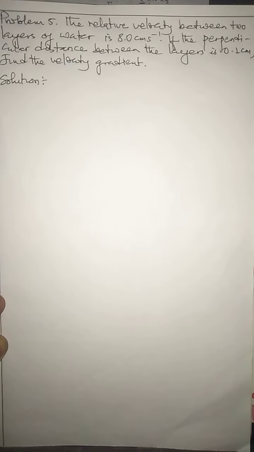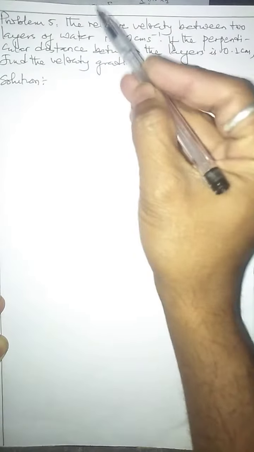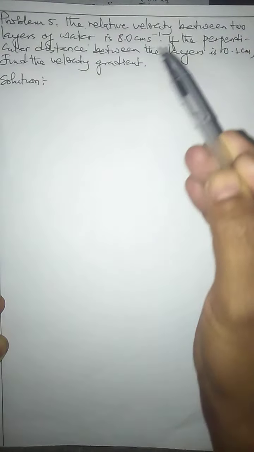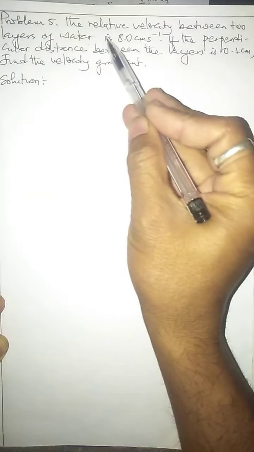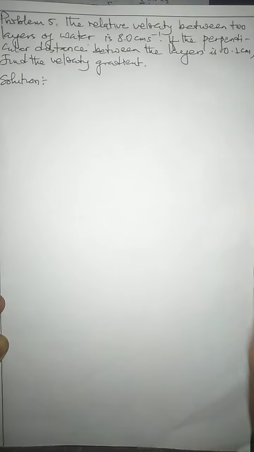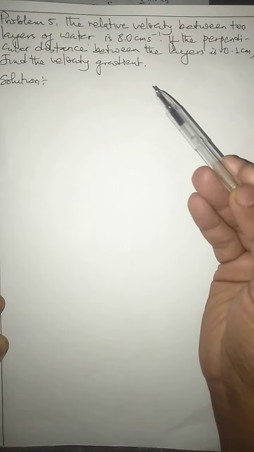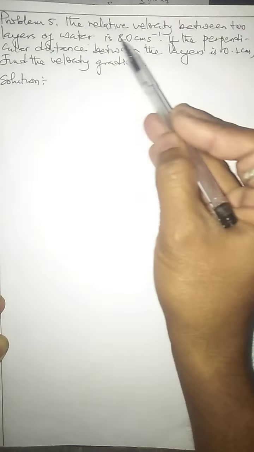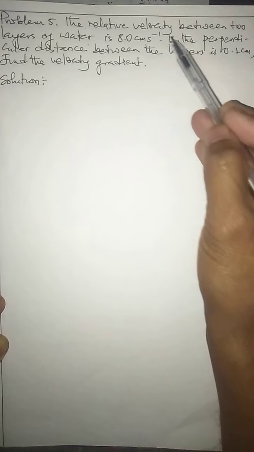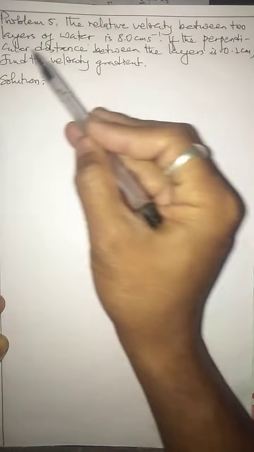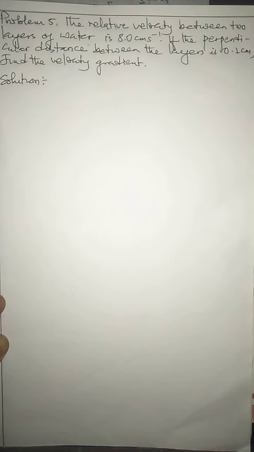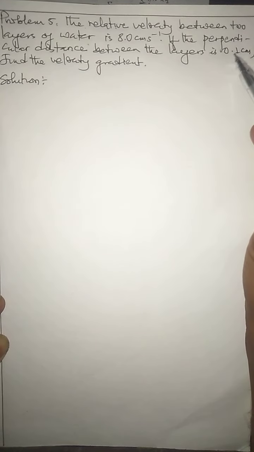Problem number 5 says that the relative velocity between two layers of water is 8.0 centimeter per second. Water, as a liquid, is flowing, so between any two layers of the water the relative velocity is 8 centimeter per second. The question says that the perpendicular distance between the layers is 0.1 centimeter.